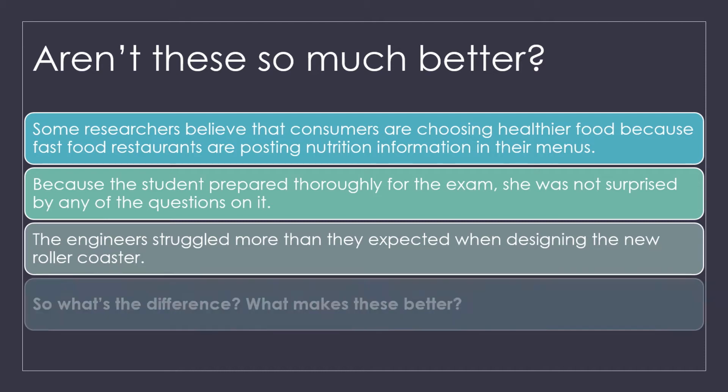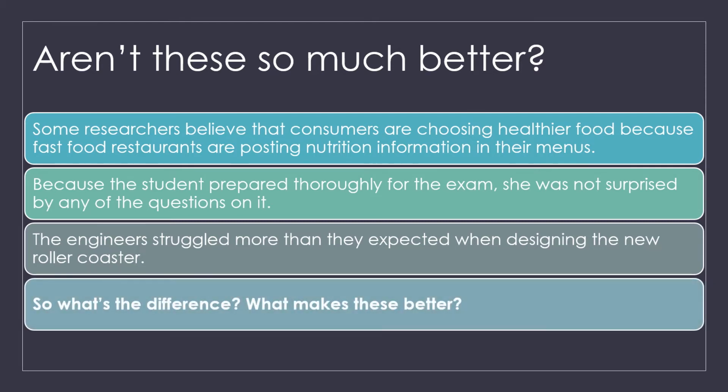So, don't these feel so much easier to read? They just flow better. But what is the difference? What makes these clearer? The information in the sentences hasn't changed, but somehow they're just easier to understand. Well, these sentences employ the principles of clarity. There are two principles of clarity that we will be discussing today.